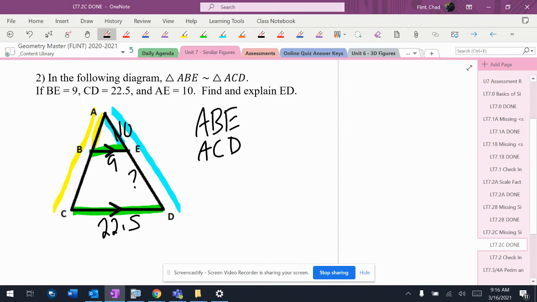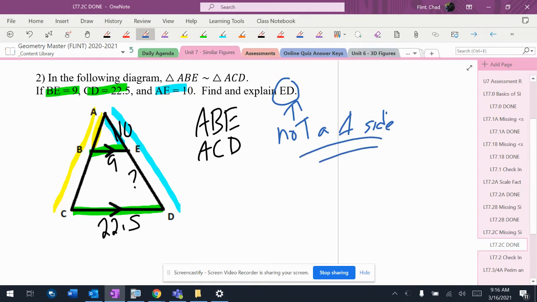All right, let's color code these things. So AE was blue. CD and BE were both 9. Now here's the thing. ED, this is not the side of a triangle. Let's write not a triangle side, which means that that's not blue or green or yellow. It's a piece of a side. All right, it is a piece of side AD, which means I got to know AD in order to find ED.